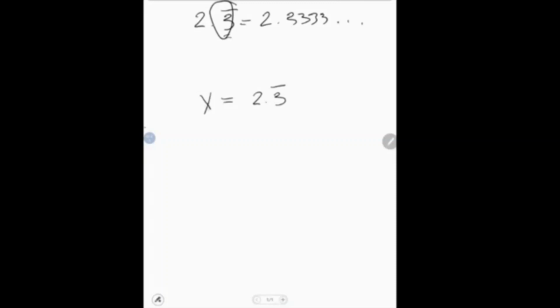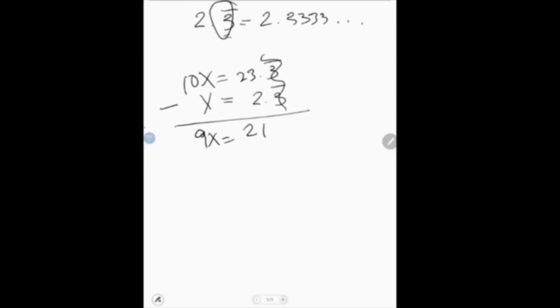So x we multiply by 10, we have 10x. 2.3 we multiply by 10, 23.3 bar sign. Next, we subtract equation 1 from equation 2. So 10x minus x is 9x. 23.3 bar minus 2.3 bar, we have 21. Notice that we have cancelled the repeating decimal. Okay, so that's our goal.